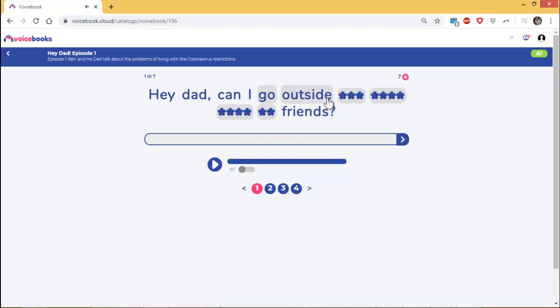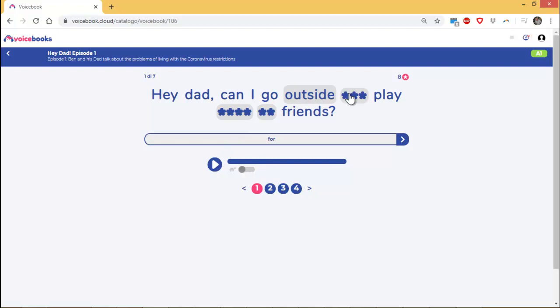Friends. What do I want to do with my friends outside? Okay, let's listen. Hey Dad, can I go outside and play with my friends? And play. Well, there was play, wasn't there? I don't know what that word was before play. Maybe it's for. For play. Per giocare. Oh, nothing. I just got a beep. Oh dear. Okay. Can I go outside and play? Yeah, I think I understand that.